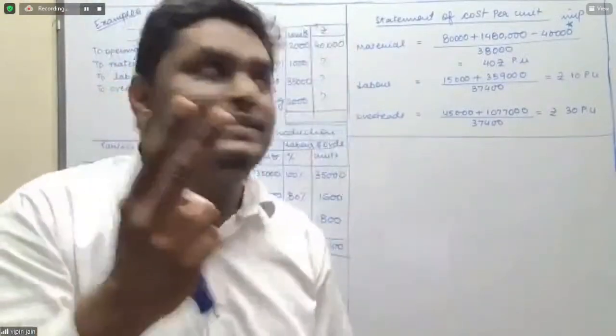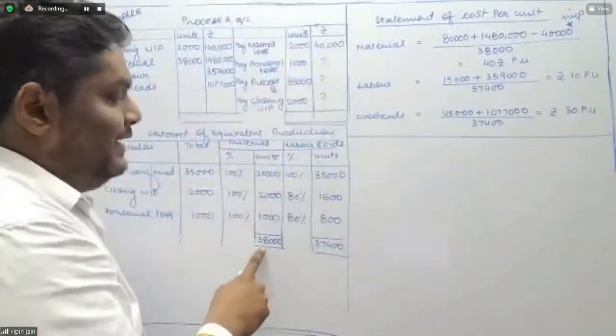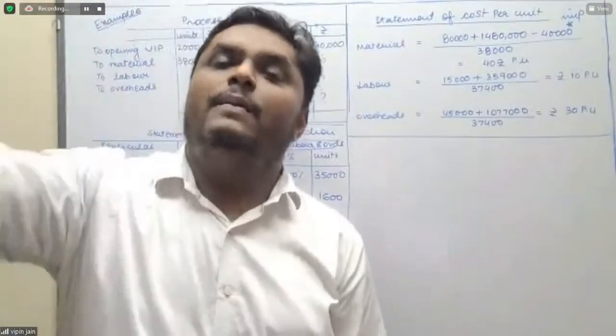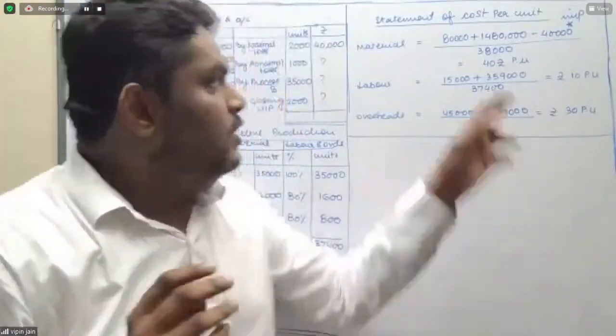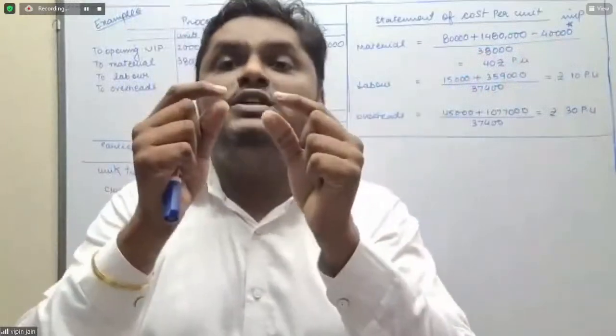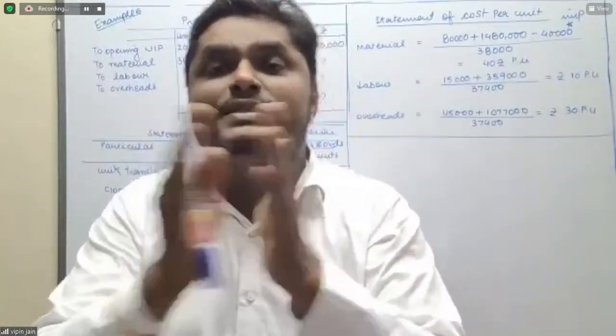Let's say if we do consider these 2,000 units, that is, instead of 38,000 there are 40,000 units, assuming that material is processed by 100%. Then it will be divided by 40,000 instead of 38,000, so the product cost will be reduced. So this is not the case.